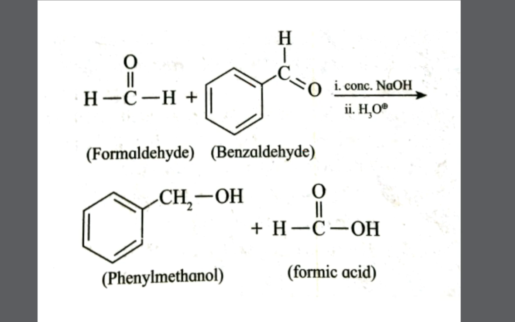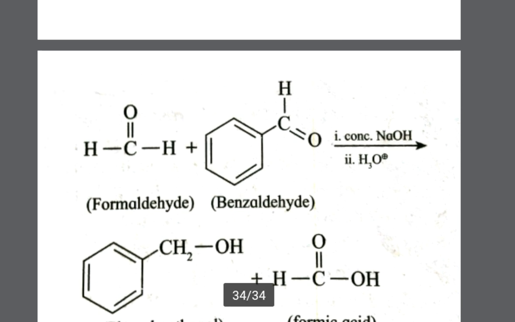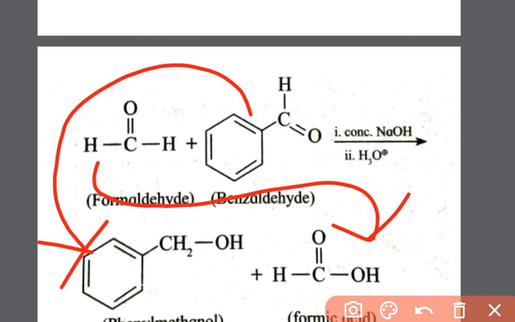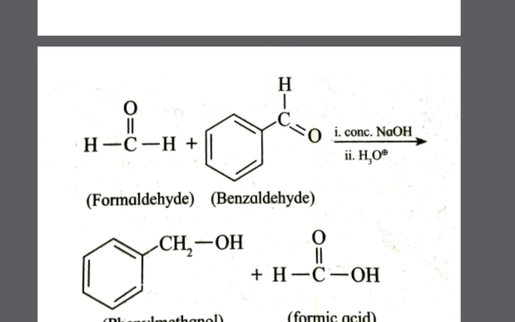So in cross Cannizzaro reactions, one of the species will be formaldehyde and the second is any non-enolizable aldehyde. So formaldehyde is converted into formic acid and the non-enolizable species is converted into alcohol. So this is about what is aldol condensation and what is Cannizzaro reaction. These are very important nucleophilic addition reactions.